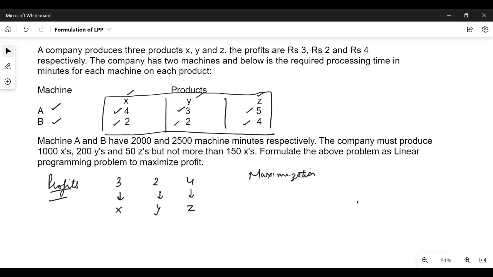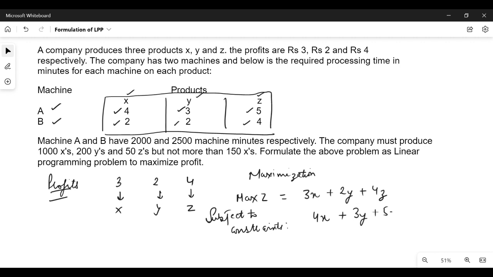Now moving toward the question, formulating the equations from this table, we write maximize Z equals 3x plus 2y plus 4z, because the question is of profit. But this is attained subject to constraints. Now what are those constraints? That is 4x plus 3y plus 5z, and another is 2x plus 2y plus 4z.